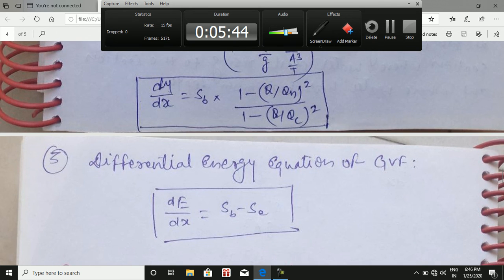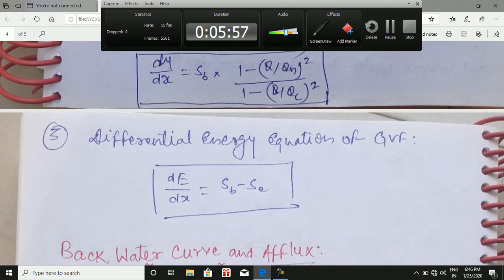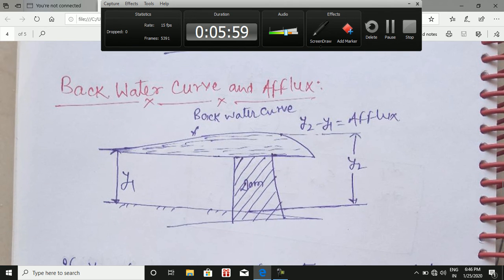And the third form is the differential equation of GVF in the energy form, that is dE upon dx is equal to SB minus SE, and that we can also calculate in the backwater curve. So let's start the backwater curve. Backwater curve and afflux.